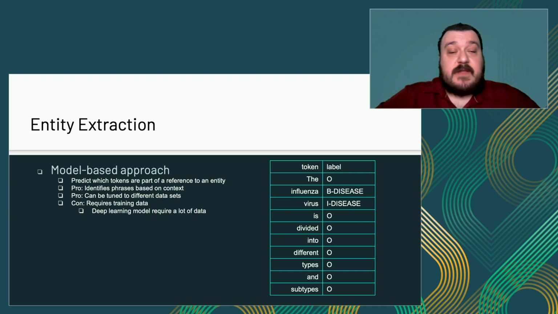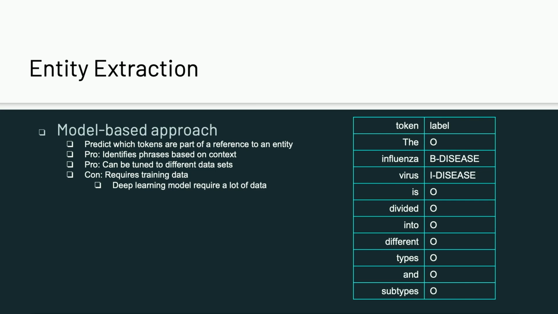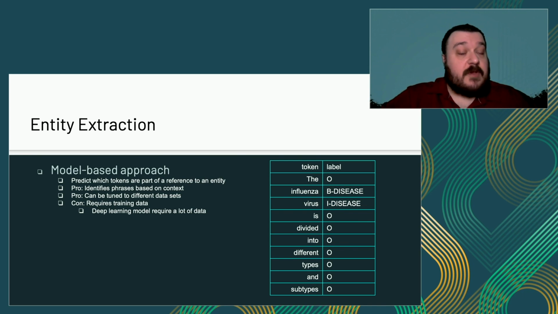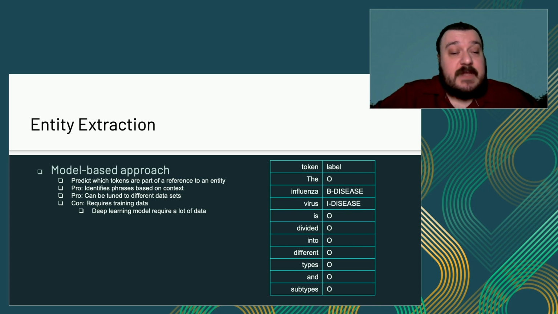The model-based approaches use context, so they're much better, and they can be tuned to different data sets. So if you have different styles of communication, it can be tuned that way. And it requires data labeled in the example shown here, where influenza is marked as the beginning of a disease phrase, virus is marked as inside a disease phrase, and everything else is marked as O, or outside of a phrase. The con, of course, for this is that it requires labeled data. And if it's deep learning, it requires a lot of labeled data.